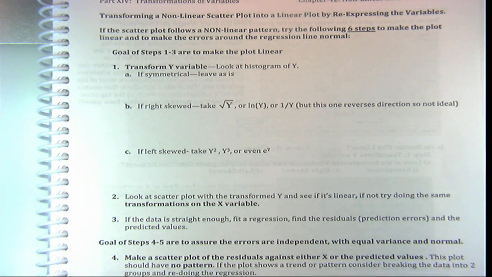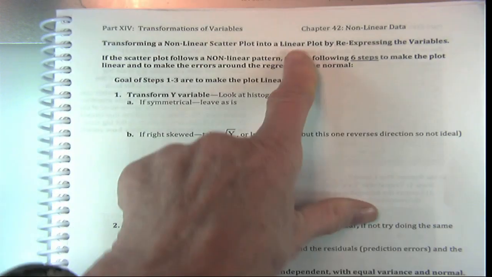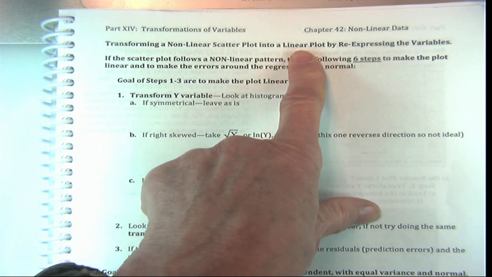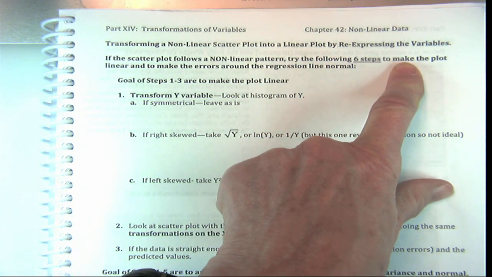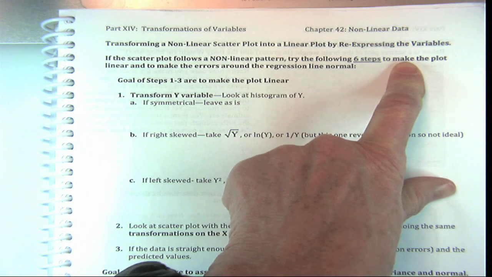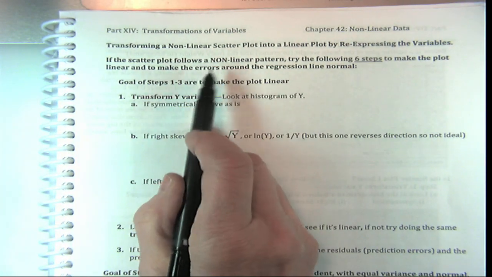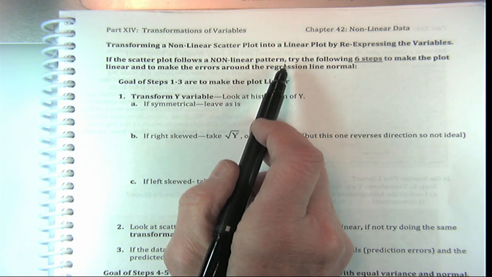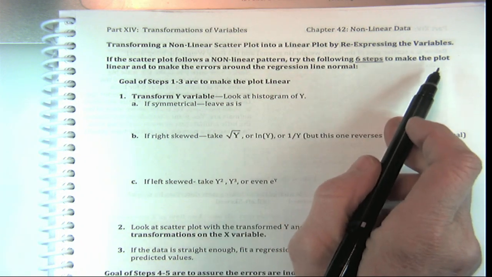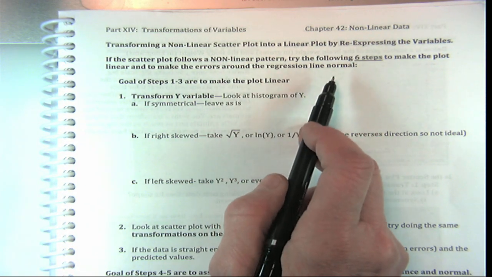So this is about transforming nonlinear data into a linear plot by re-expressing the variables. By far the most common one that comes up is taking logs, doing plots of the logs. So we're going to concentrate on that mostly. If the scatter plot follows a non-linear pattern, try the following six steps to make the plot linear and to make the errors around the regression line normal.